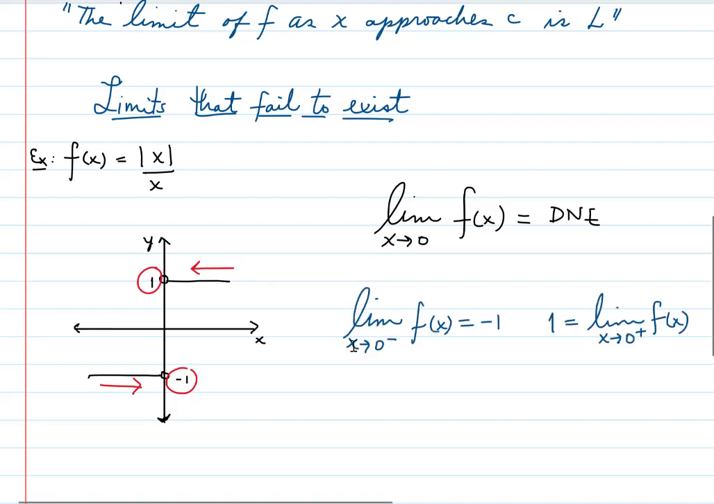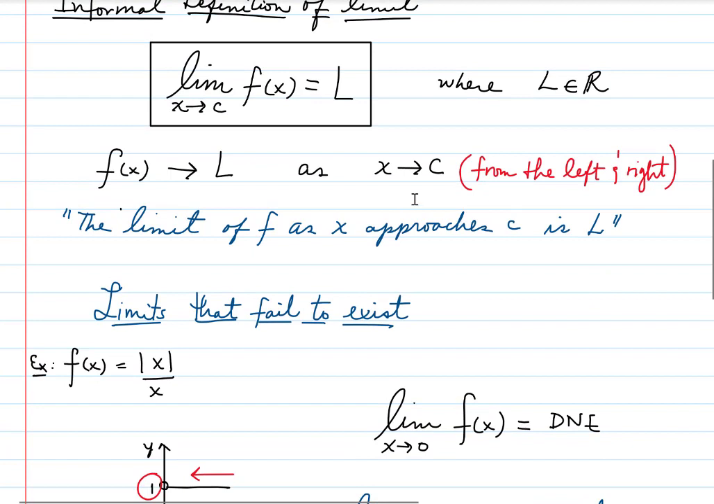The limit of f of x as x goes to 0 from the left, which we represent with a negative superscript, is equal to -1. In the same way, the limit of f of x as x goes to 0 from the right is equal to 1, and these two are not equal to each other. Because the one-sided limits from the left and from the right are not equal, the limit itself doesn't exist. This is one example of when this condition is not met.